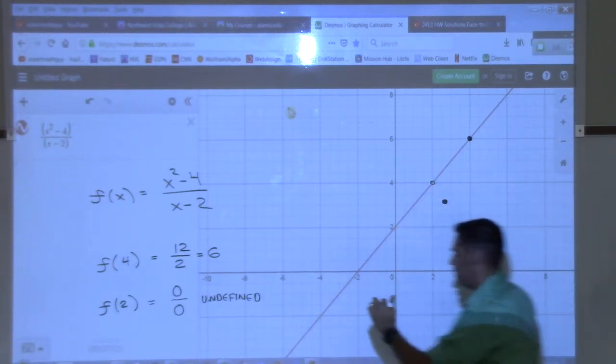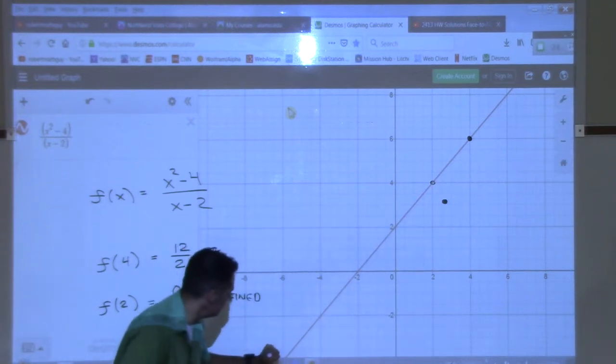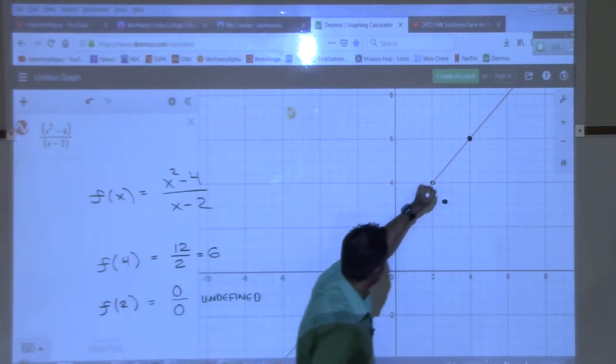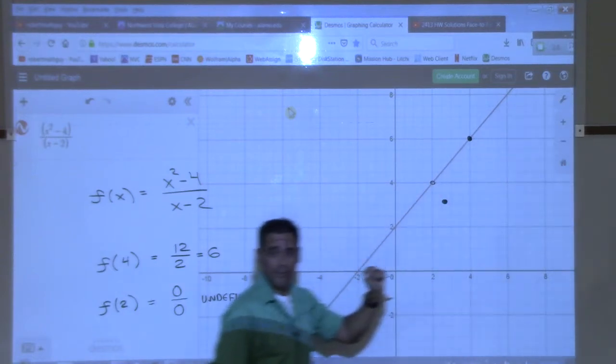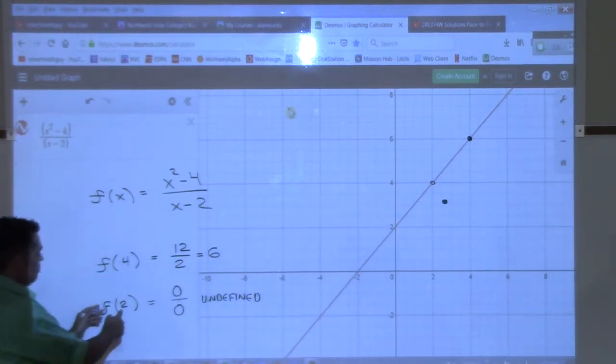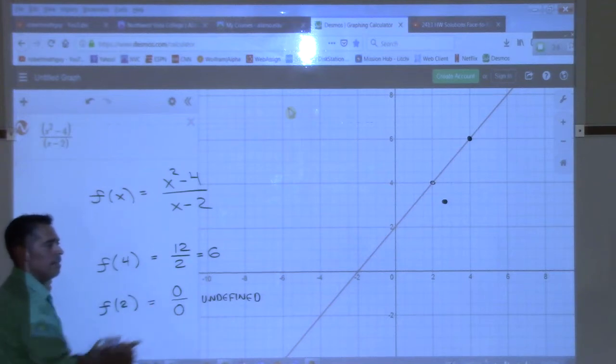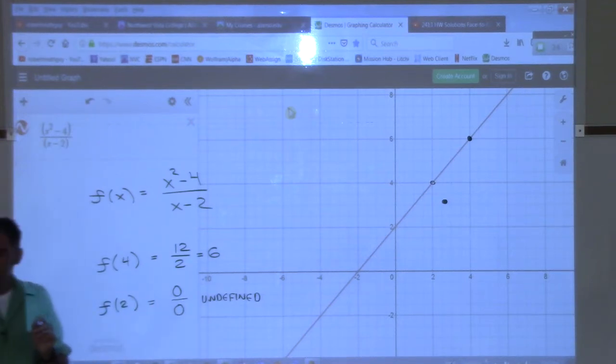So technically, if I'm trying to draw this with my pencil, I'm supposed to draw and then pick up and then continue, right? There is a hole in the graph. So at 2, we're undefined. But what about if we're anywhere close to 2?